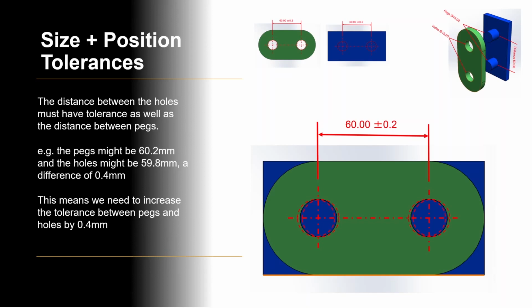So that's a difference of 0.4 of a millimeter. Now if our pegs and our holes are in the closest tolerance that they can be, there'll be an interference because the holes and the pegs won't line up. So what this means is we need to increase the tolerance between the pegs and the holes by 0.4 of a millimeter. That gives us a little bit more clearance around the pegs and the holes.